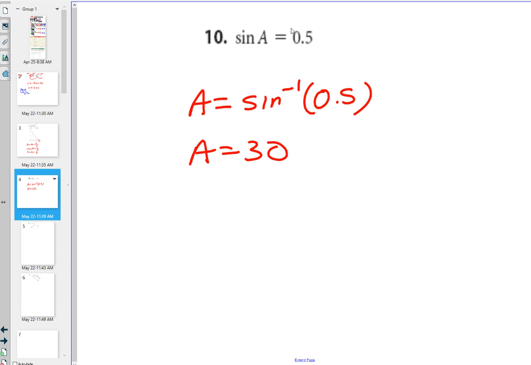How did you have to use the inverse sine button? I don't know how to say. Are you there?